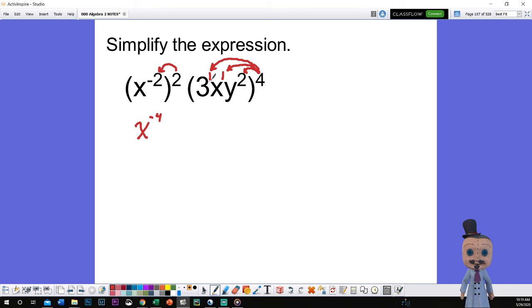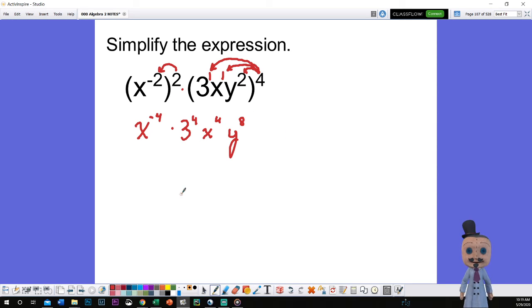Now that 4 is going to get distributed to all of these exponents. So here we go. Now these two things, they were multiplied. You can put a little multiply sign there if you like. So I'm going to copy the bases here, 3, x, and y. Makes it a little bit easier on my brain. Then I'm going to go back and just do the multiplying. So 4 times 1, 4. 4 times 1, 4. And 4 times 2 is 8.